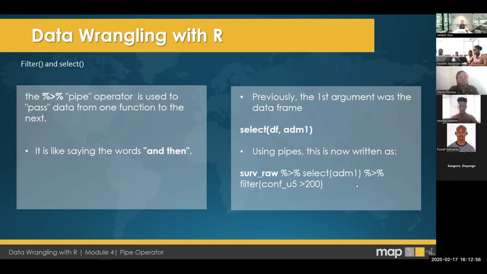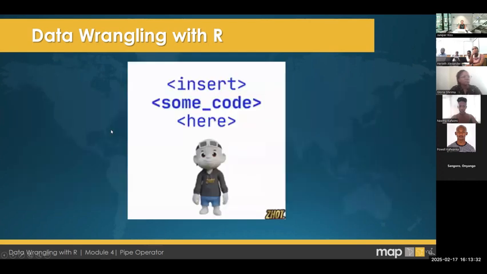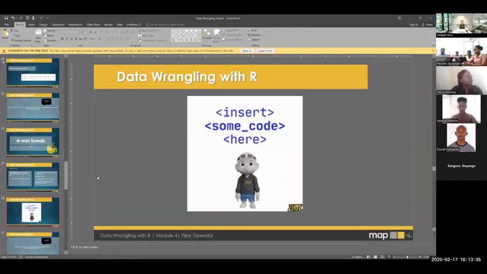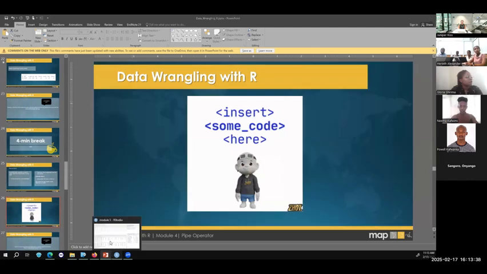So this is me selecting admin one. Then after selecting admin one, which is selecting only one column in my whole data set, I want it to filter only the confirmed under 5, which are greater than 200. So it's already selecting one column. Now I'm not having the 17 columns, I'm only having one column. Then I want it to filter my rows. I don't want all the 1,200. I just want the confirmed under 5 greater than 200. So we can try to do this with R. I can show all of you here.